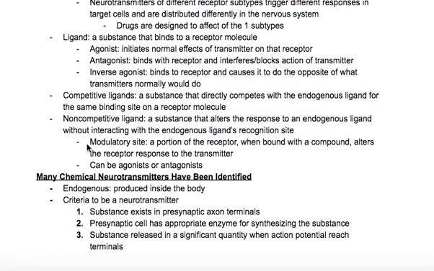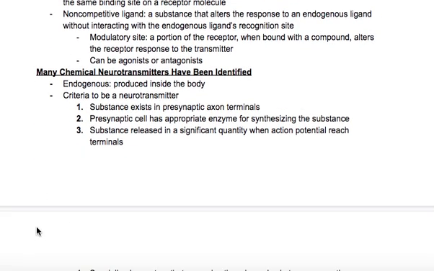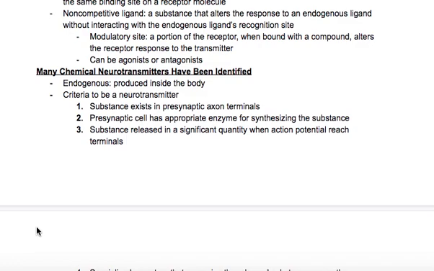They usually bind to a modulatory site, which is outside of the normal receptor, but it can alter the receptor's response to the transmitter. These can either be agonistic or antagonistic. The next section discusses how many chemical neurotransmitters have been identified. Endogenous then, as opposed to what we discussed earlier, is produced inside of the body.